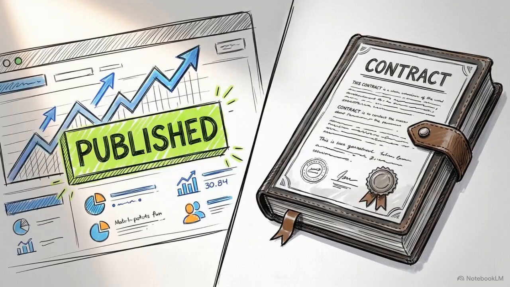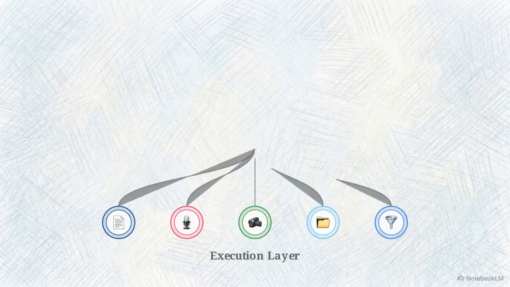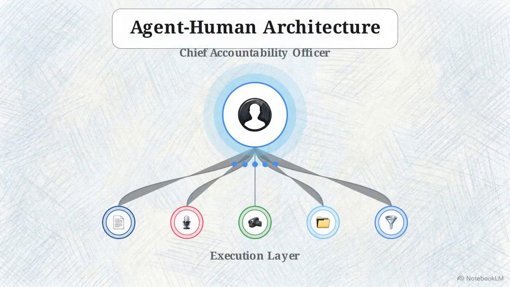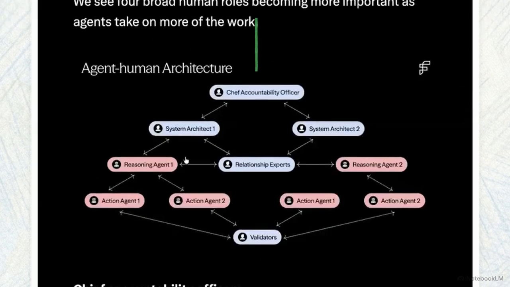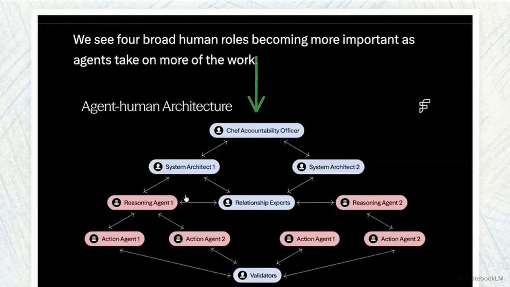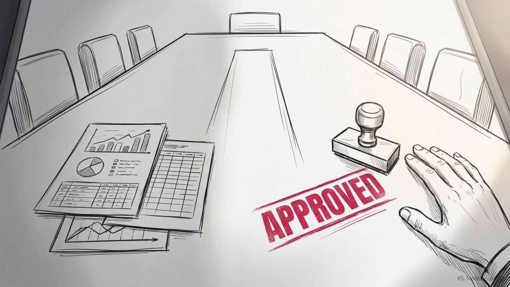While these 4 workflows drastically accelerate your output, they also change your relationship with professional liability. To manage this, you need a mental model called the agent-human architecture. This flowchart shows how automated labor is structured. Action and reasoning agents handle execution, flowing upward through validators. At the top is the Chief Accountability Officer, the human who owns the outcome and remains accountable if data is wrong. The golden rule is simple. The AI tool is allowed to expand the calculation, but the human must always make the final decision.